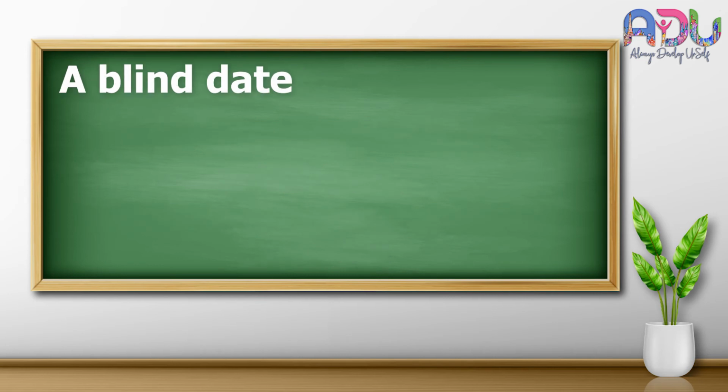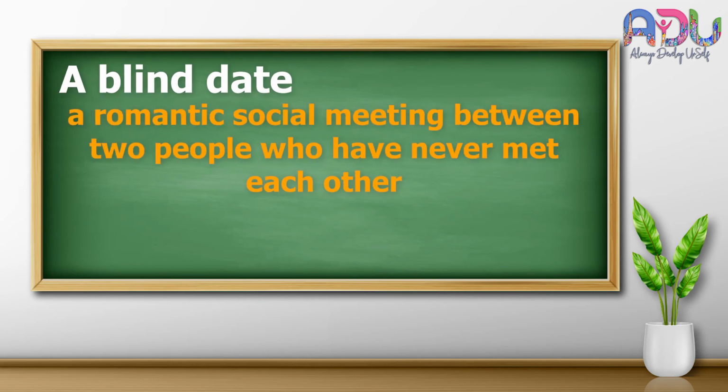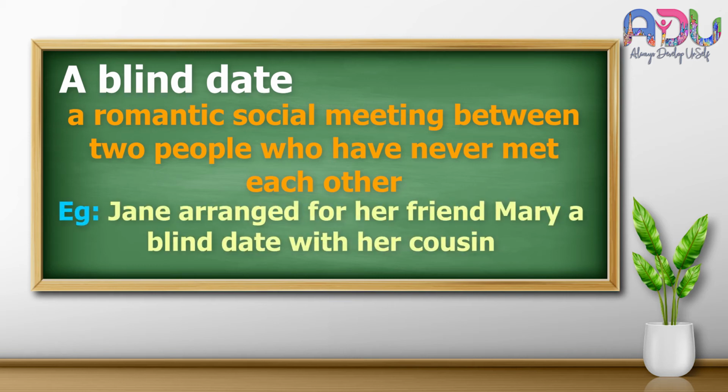41. A blind date. A blind date is a romantic social meeting between two people who have never met each other. For example, Jane arranged for her friend Mary a blind date with her cousin.